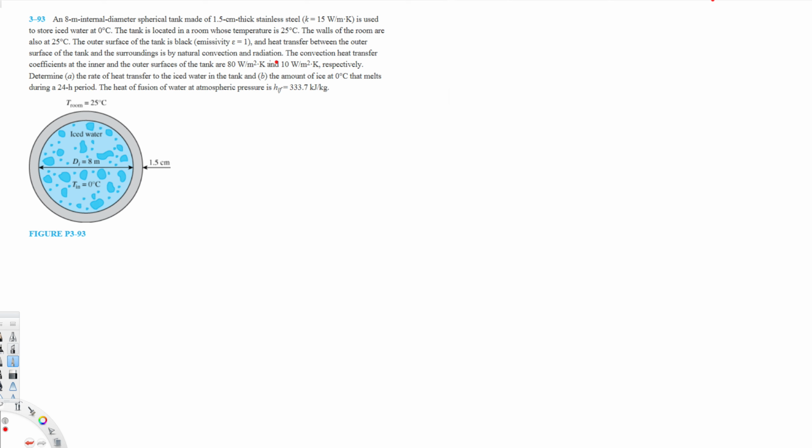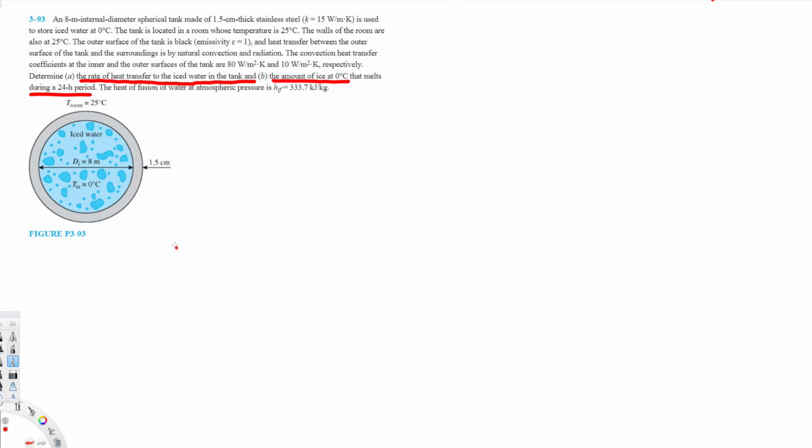And heat transfer between the outer surface of the tank and the surrounding is by natural convection and radiation, right? The convection heat transfer coefficients at the inner and outer surfaces of the tank are 80 watts per meter square Kelvin and 10 watts per meter square Kelvin respectively. Determine the rate of heat transfer to the iced water in the tank and the amount of ice at 0 degrees Celsius that melts during a 24-hour period. So these are the two questions.